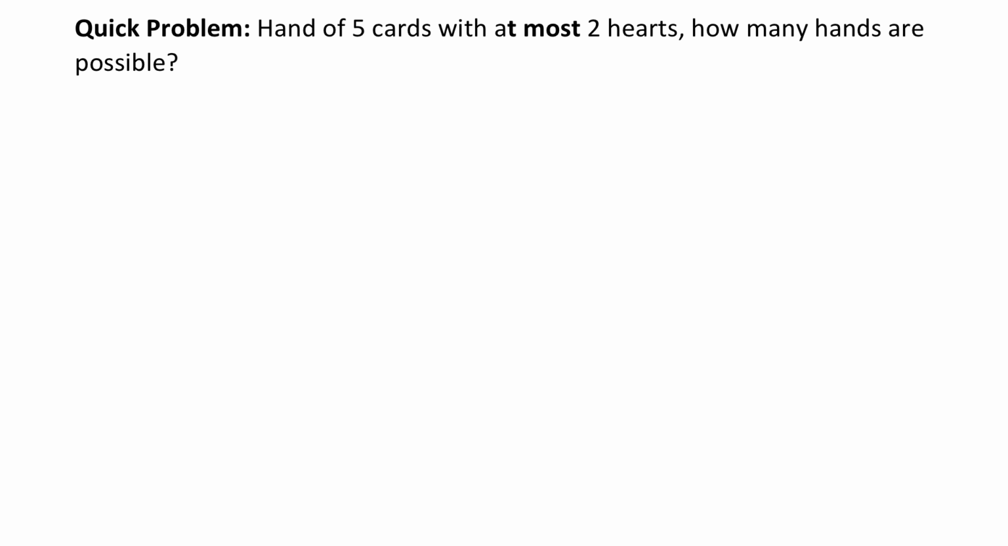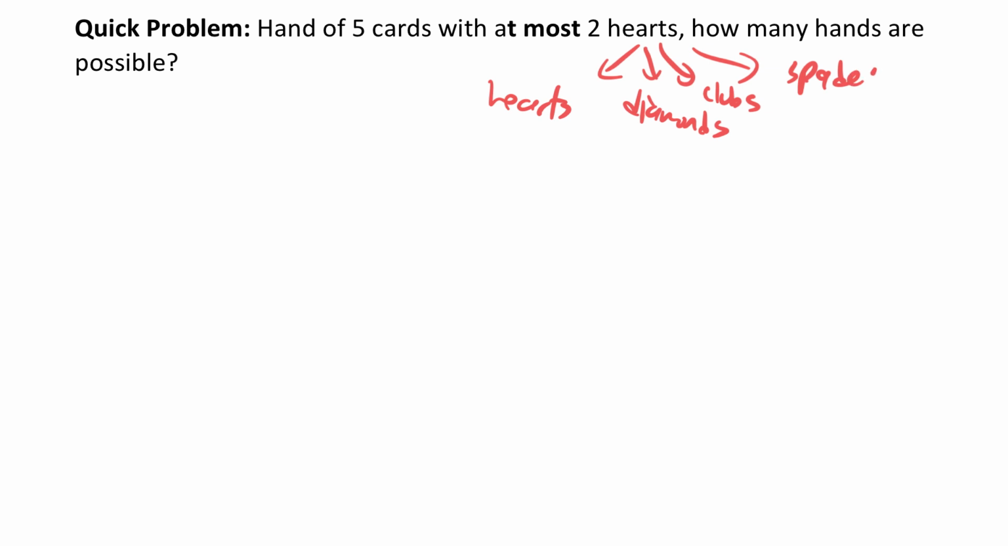All right, one more problem. Let's say we have a hand of 5 cards with at most 2 hearts. How many hands are possible? So if you haven't done much with cards, there are actually going to be 4 different suits. There are hearts, diamonds, clubs, and spades. And when it comes to a deck of cards, there are 52 total. Now, those are split up evenly between each one of the suits. So that means there are 13 hearts, 13 diamonds, 13 clubs, and 13 spades.